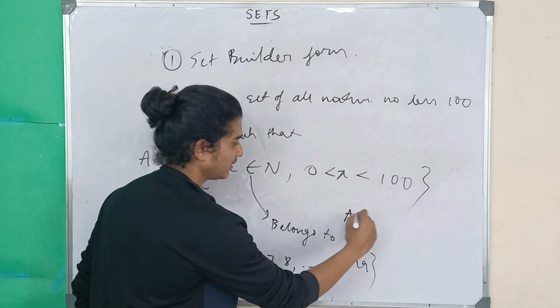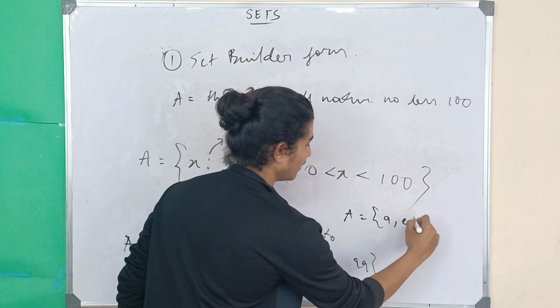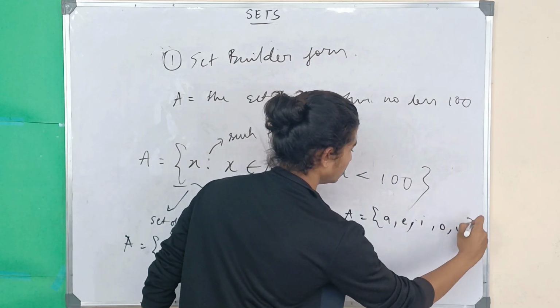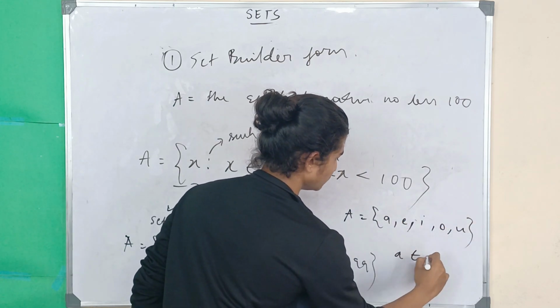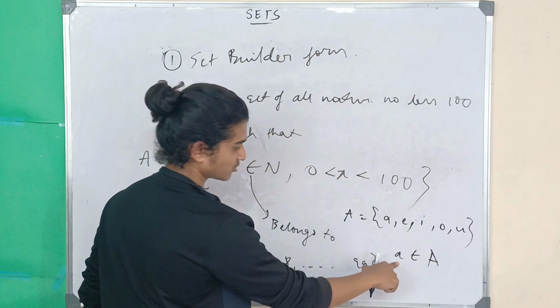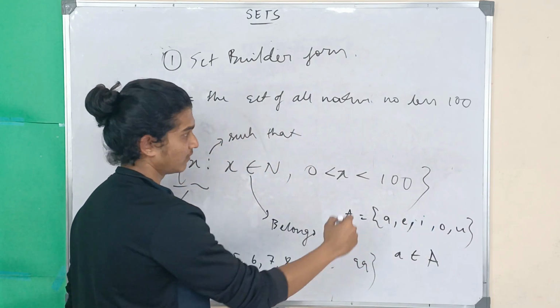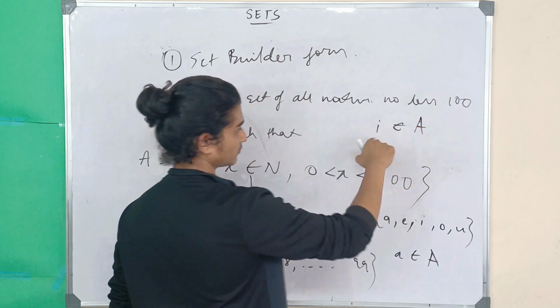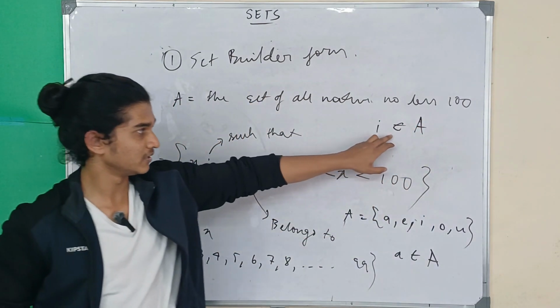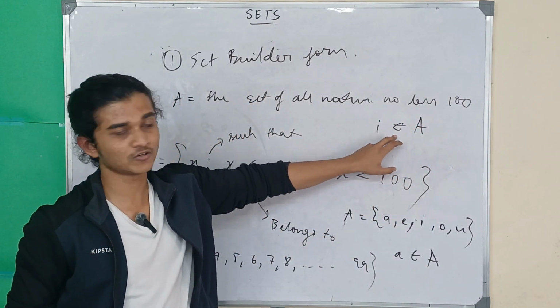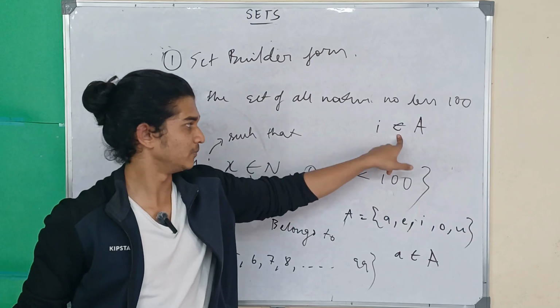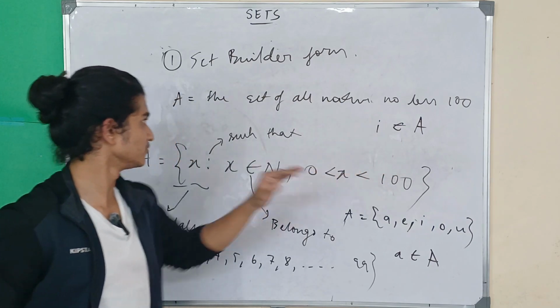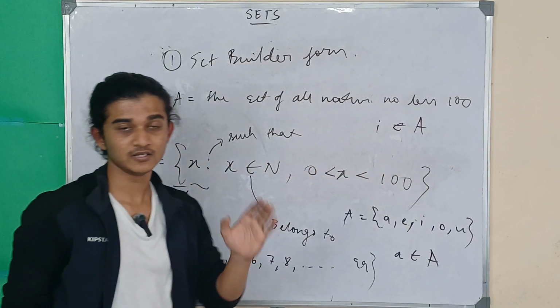So for example, A equal to a, e, i, o, u. If I say small a belongs to A, which means small a belongs to this set, or I can say i belongs to capital A. That's how it is said. So this symbol is the short form of belongs to, and this is called belongs to. So this was how you can represent sets.